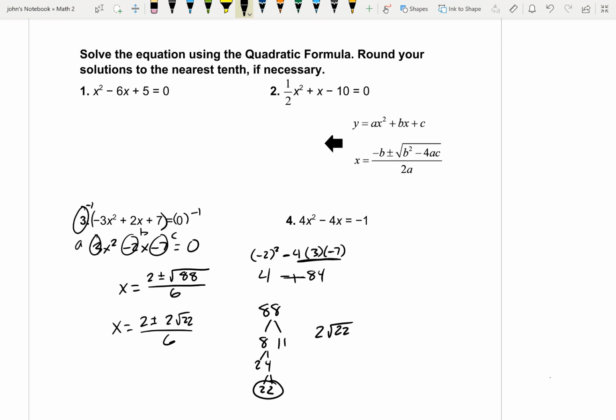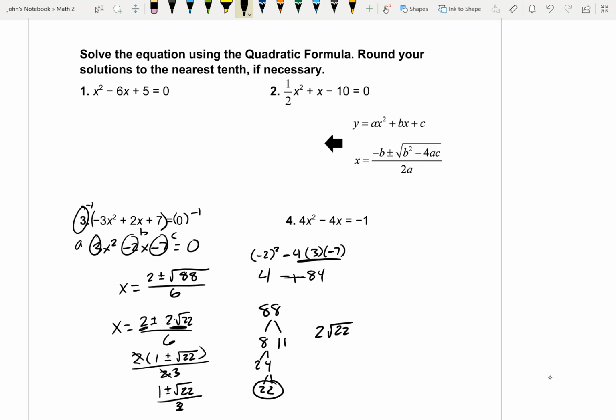So if we keep simplifying there, if there's a factor of this term and this term I can take out, like they both have a factor of 2. So if I factor that out, I'd have 1 plus or minus, and take the 2 out of there, it'd be square root of 22 all over 6. And 6 is 2 times 3. So now I can reduce those two factors. So I have 1 plus or minus square root of 22 over 3.